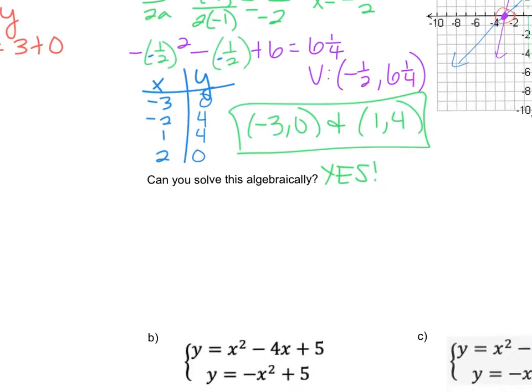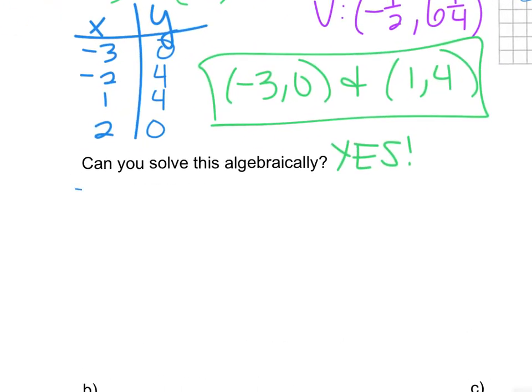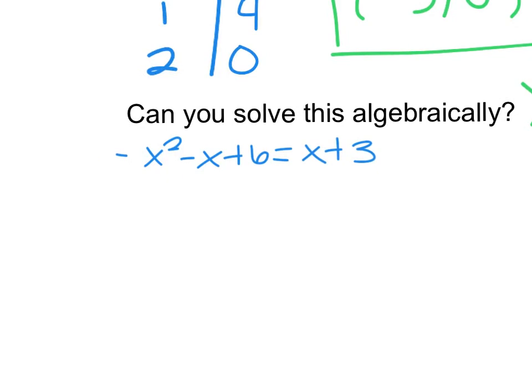So let's do that. So we're going to have negative x squared minus x plus 6 is going to equal x plus 3. All right, now, how would you solve this? This is going to be a trinomial. That's okay. We're going to either solve by factoring or the quadratic formula, or I don't think we can complete the square on this one, so this one is solved by factoring. I think it's the easiest.